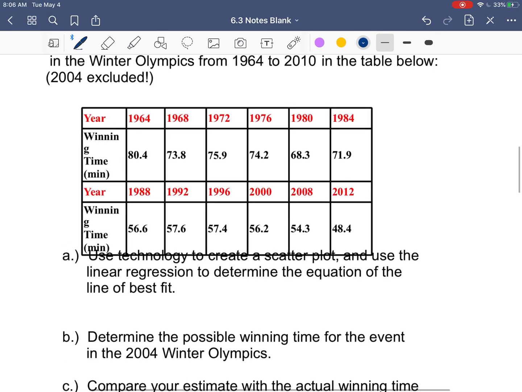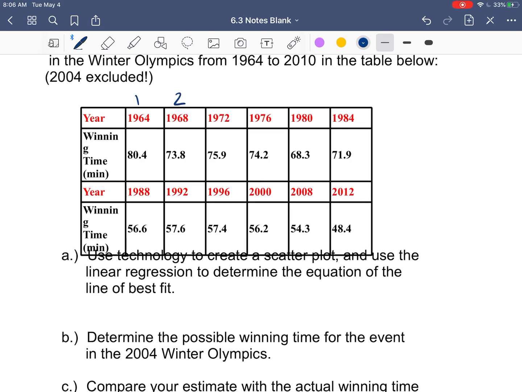So what we're going to say is we've got year 1, 2, 3, 4, 5, 6, 7, 8, 9, 10. Technically, year 11 would sit in there, that would be our 2004. So we're going to have 12 and 13. Those are going to make up our x values. Then our y values are going to be everything that's in the table. It says use technology to create a scatter plot and use linear regression to determine the equation of the line of best fit.